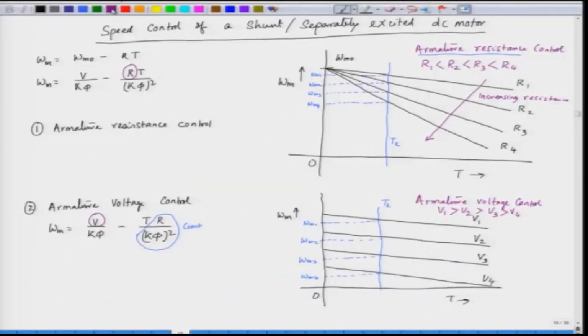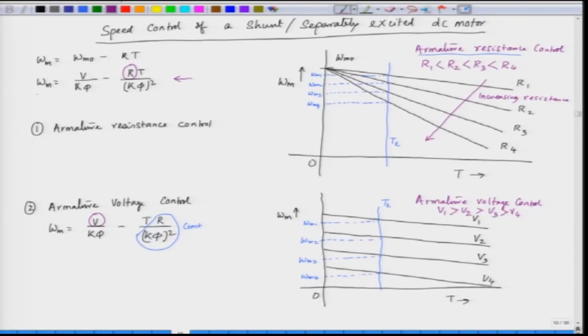Hello and welcome to this lecture on fundamentals of electric drives. In the last lecture, we have seen the speed control of a separately excited or shunt excited DC motor. We will briefly review that and go forward. So, this is the speed torque characteristic of a separately excited DC motor.